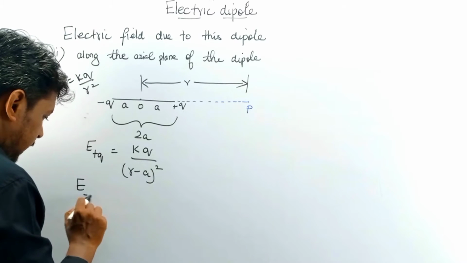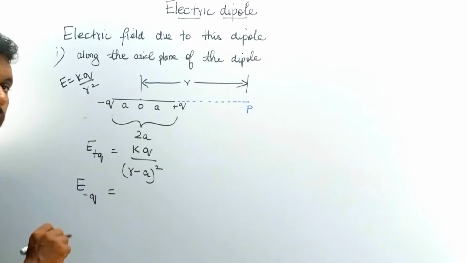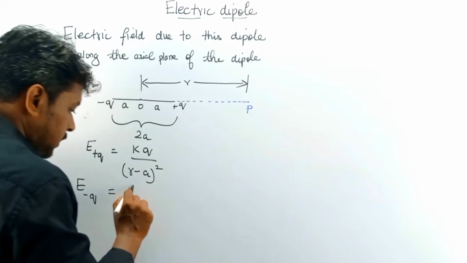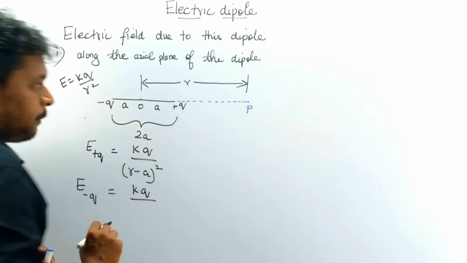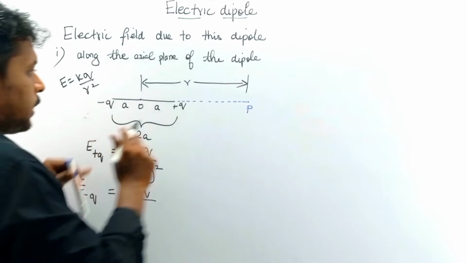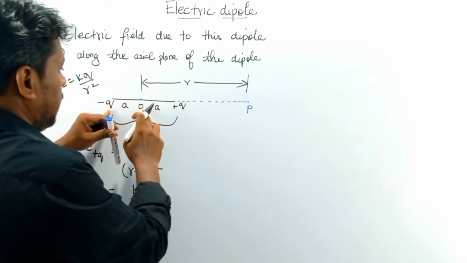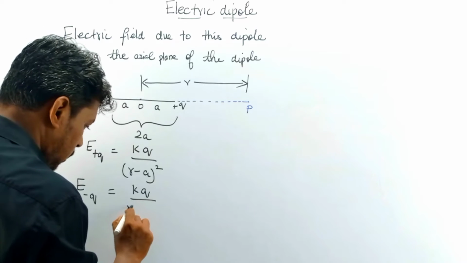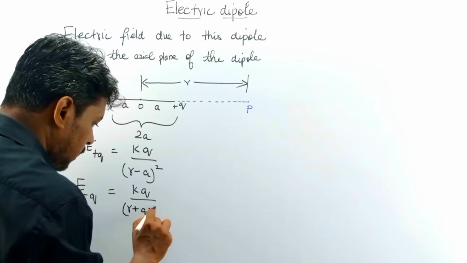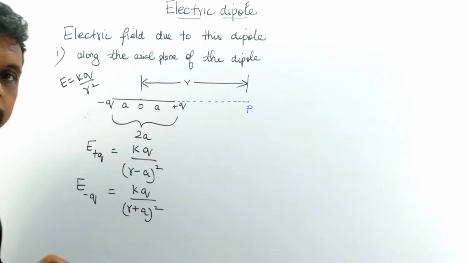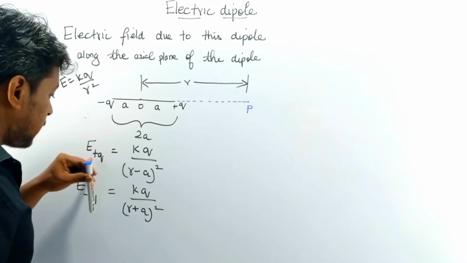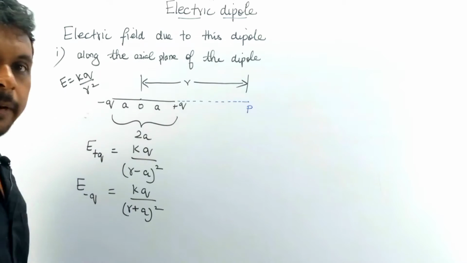Similarly, what is the electric field due to this charge minus q? The value of charge is q, and the distance is r plus a. So it is kq by (r plus a) the whole square. This is the magnitude of the electric field due to this plus q and minus q.